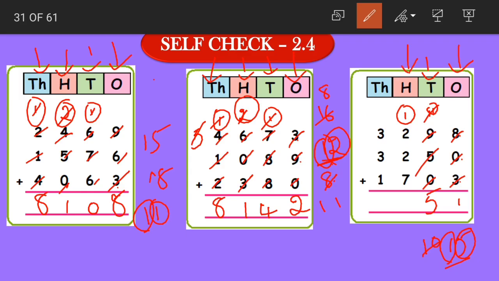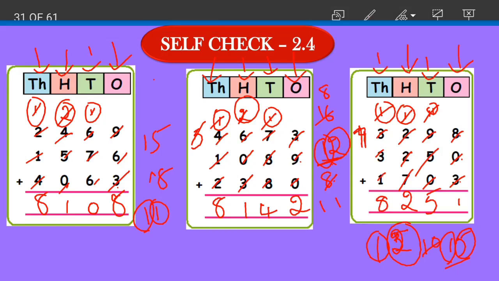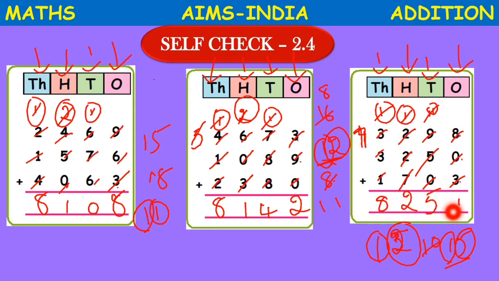Moving on to the hundreds place. 1 plus 2 becomes 3. 3 plus 2 becomes 5. 5 plus 7 becomes 12. So 2 which is in ones place will be written here and 1 which is in tens place will be carried. Now to the last place, which is the thousands place. 1 plus 3 becomes 4. 4 plus 3 becomes 7. 7 plus 1 becomes 8. So the answer is 8251.